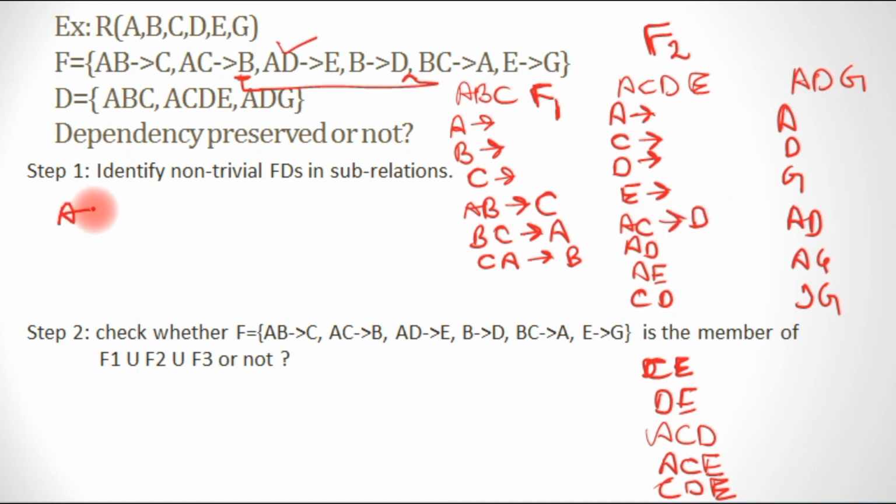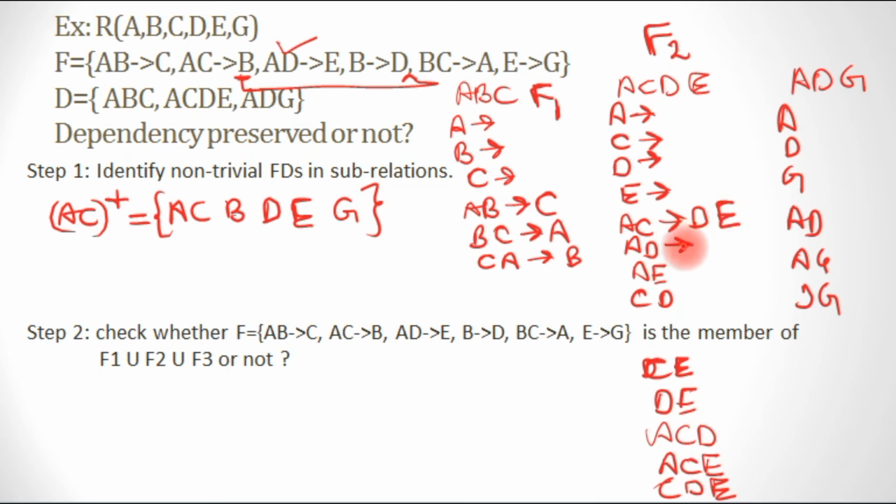Find the attribute closure of AC. It will be more clear to you. So what is the attribute closure of AC? A, C. AC determines B and B determines D. And BC determines A. B determines D. And AD determines E and E determines G. So from here you can write AC can determine D, AC can determine E also. Now find the attribute closure of AD. What is the attribute closure of AD?